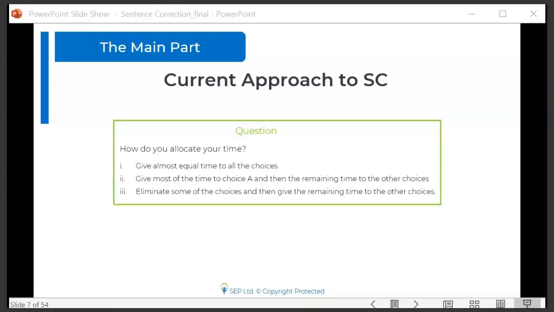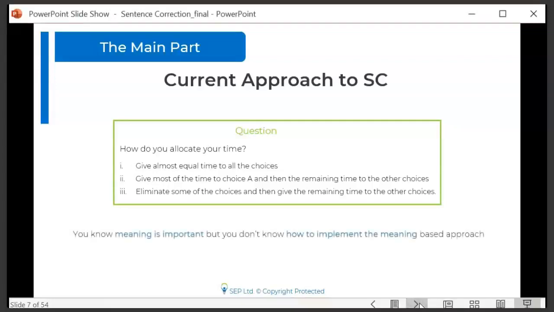Now, interestingly here, if you recall the first question, 50% of you agreed that understanding the meaning of the original sentence was very important, right? And yet, only 10% of you give most of the time to choice A. So what does this mean? What do these statistics tell us? 50% of you agree that understanding the meaning is important, but just about 10% of you really give time to understanding the meaning of the original choice, which means, very simply put, you do know that understanding the meaning is important, but you don't really know how to implement this meaning-based approach.